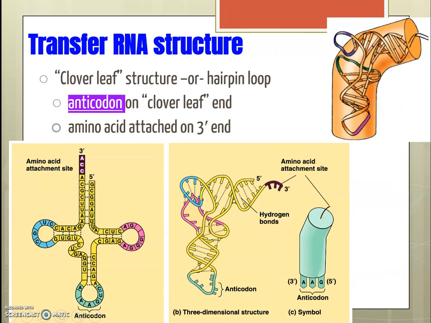So the transfer RNA structure, they call it a clover leaf structure. I think it looks more like a bobby pin type of thing. The anticodon is on the clover leaf end, and the amino acid is attached to the 3' end. Here you can see the anticodon is that teal part. The bubble is the anticodon, and at the other end, or opening almost, is the amino acid being attached to it.